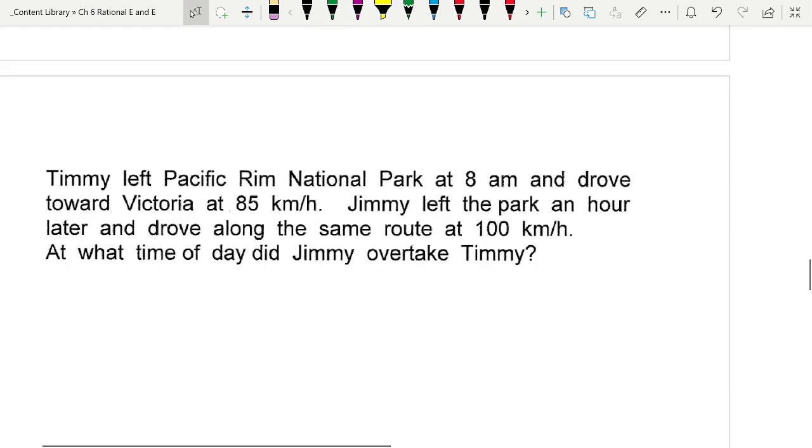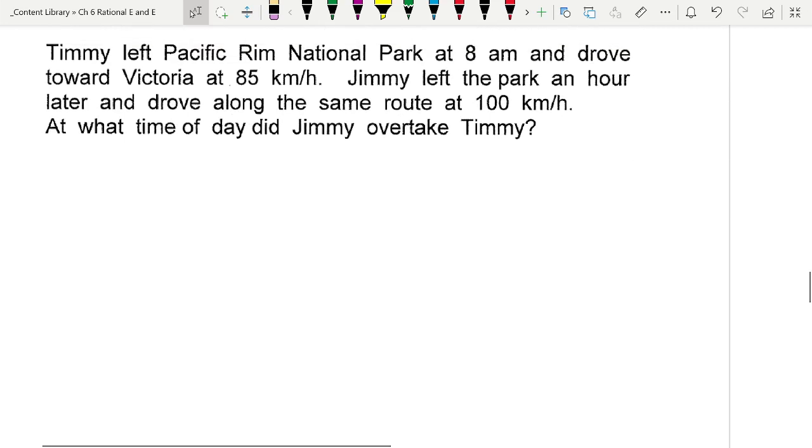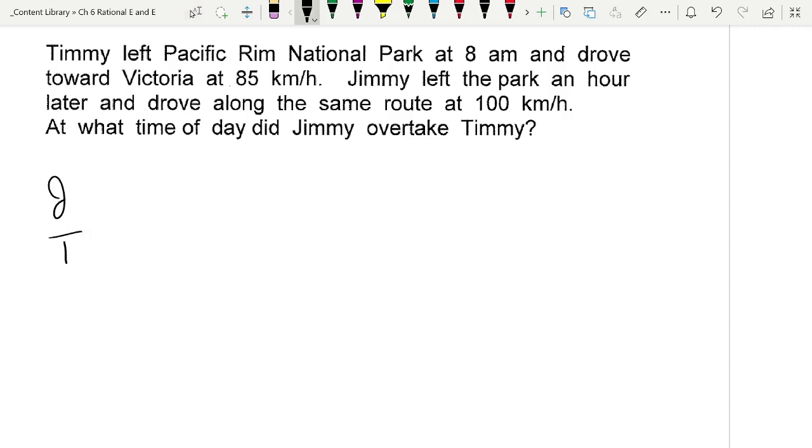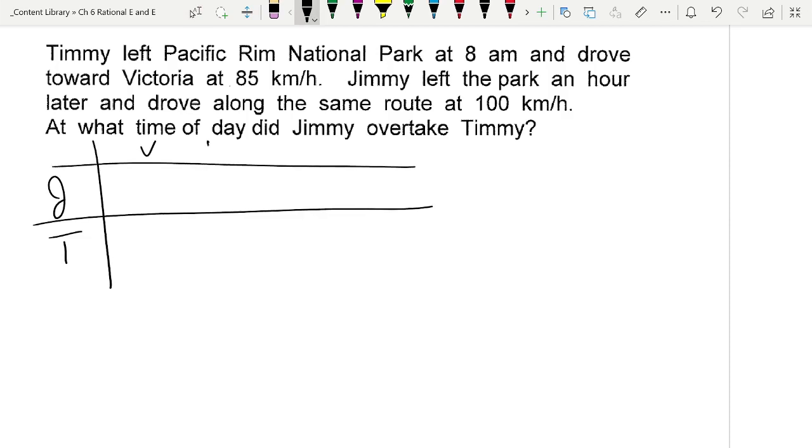All right, next. Okay, I don't think we did this one the other day, did we? Okay, so Timmy left Pacific Rim National Park at 8 a.m. and drove towards Victoria at 85 kilometers an hour. Jimmy left the park an hour later and drove along the same route at 100 kilometers an hour. What time did Jimmy catch up to Timmy or overtake? So I have Jimmy and Timmy. And I have, again, speed, distance, and time.